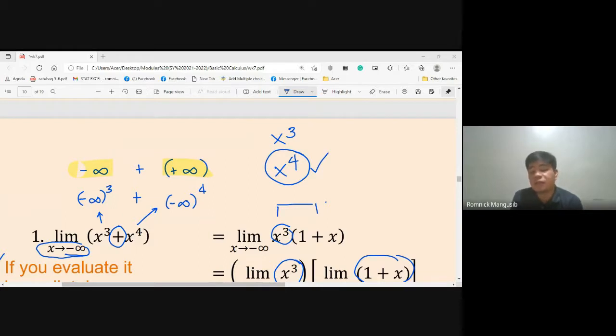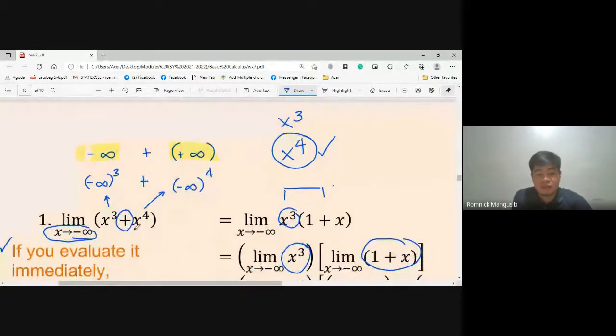Dahil hindi nga sila magkasundo, ibig sabihin, mas mabilis. Okay? Mas mabilis si x raised to 4 versus kay x raised to 3. Kaya nga kung mapapansin ninyo, nag-prevail ang positive infinity. Sa kanya nang galing. Okay? Something like that. That can also help, class.